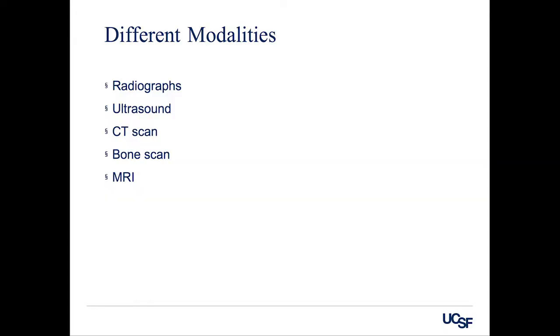And then bone scans, where you actually radiolabel something in the bloodstream and then image that to see exactly what's happening with the metabolic system. That can be used for tumors and various other pathologies. And then of course MRI, which is everyone's favorite nowadays, is very good for soft tissue imaging, and we'll talk a little bit more about that too.